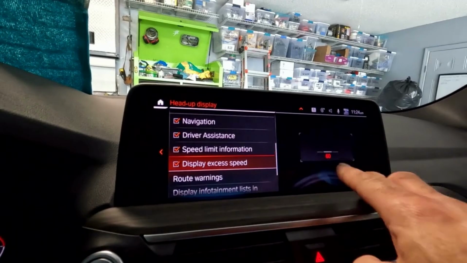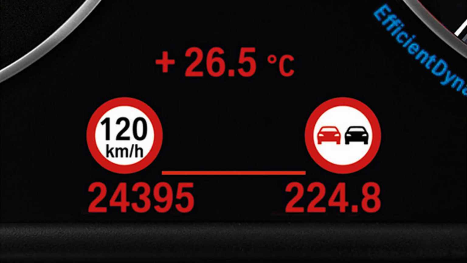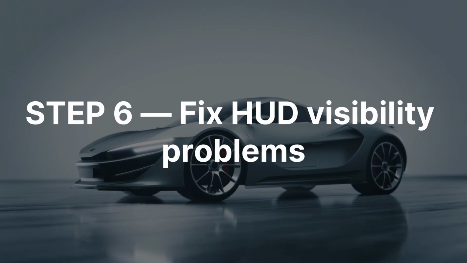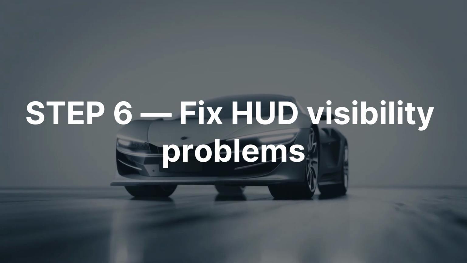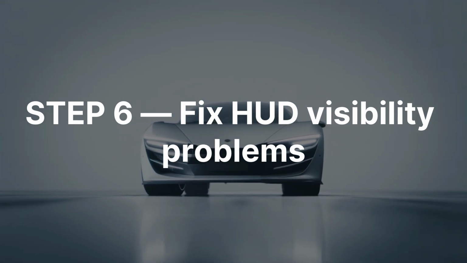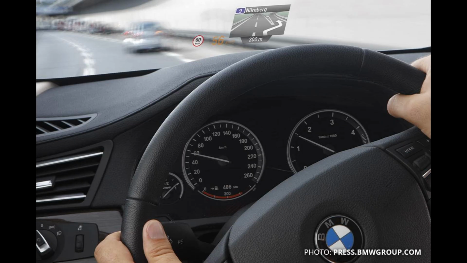BMW's HUD is extremely customizable, but buried in menus. Action: 1. Open CAR settings, displays, head-up display. 2. Adjust height, brightness, content. Best setup: speed plus speed limit plus navigation plus driver assistance indicators. This allows you to drive without constantly looking down. If the HUD looks weak or blurry, clean the windshield inside and outside. Adjust seat height, reduce polarized sunglasses effect, and increase brightness manually during daytime. BMW HUD works best when you fine-tune it once.